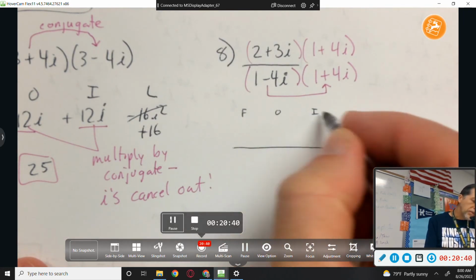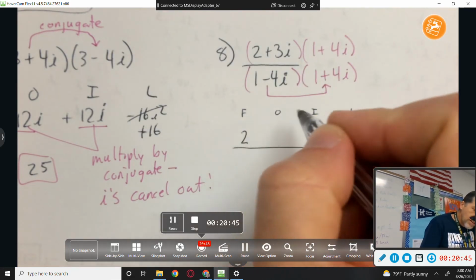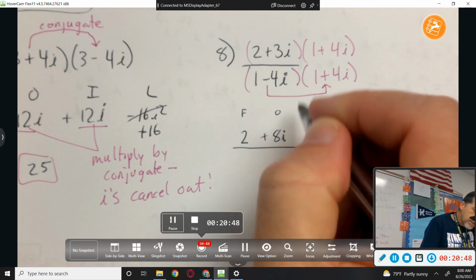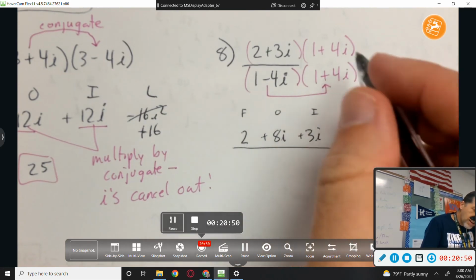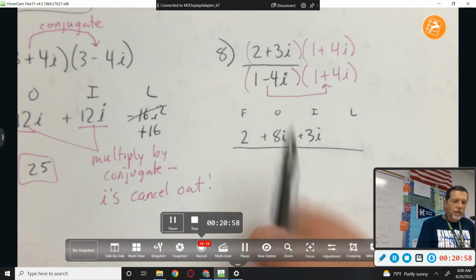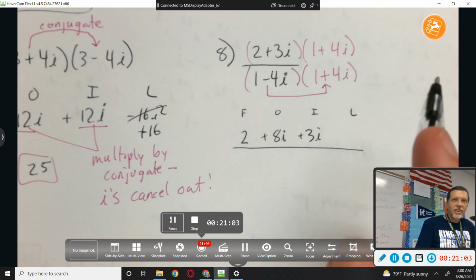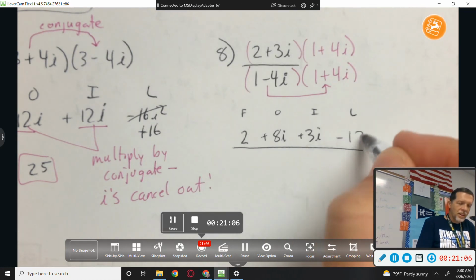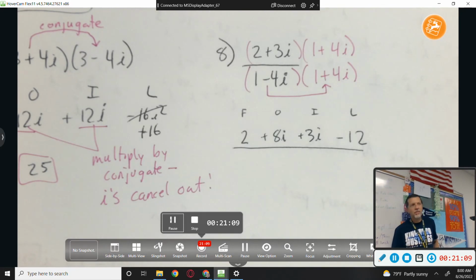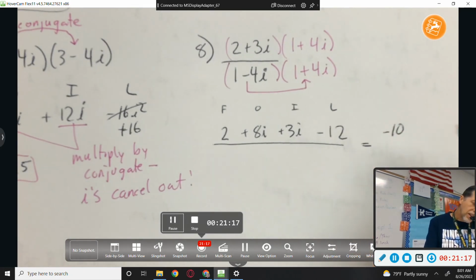Probably none of you still write FOIL on your paper, but if you need to, by all means. First, outside, inside. Last on the top, 3i times 4i, which is negative 12. I start to fix that on the fly if you want to. So the top becomes negative 10 plus 11i.